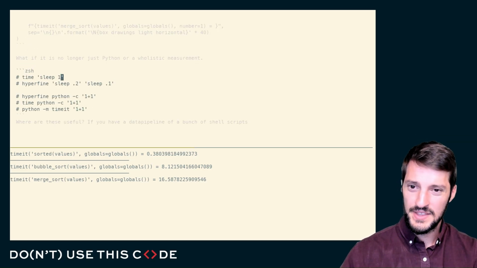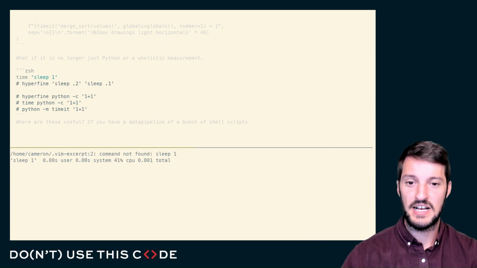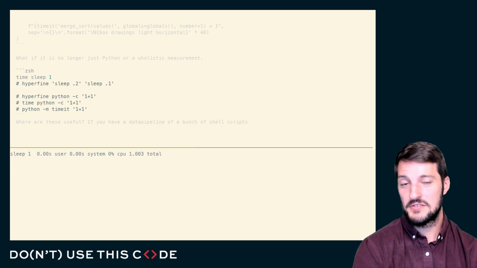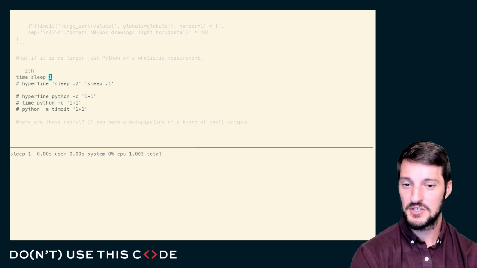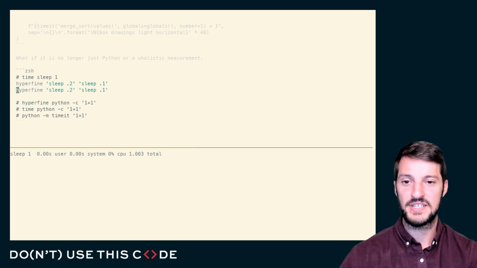But that's about it for timing just Python code. What if we want to actually time something more? Well, we can use the time command built into your Unix operating system. You can use the time command to actually measure how long something will run. And this will just run it once. It's not like timeit where it's running things multiple times. But what I like to use a little bit more than time is actually hyperfine.